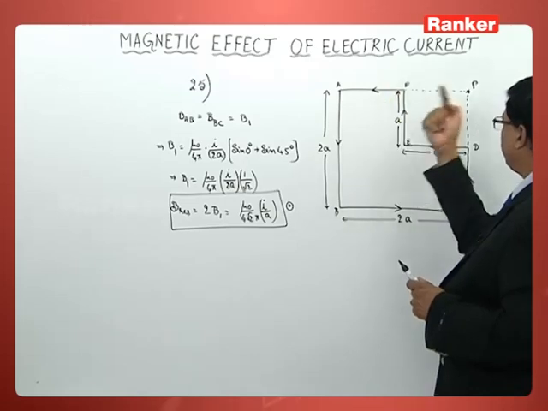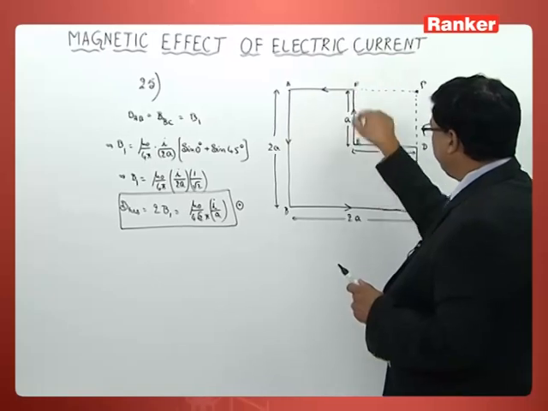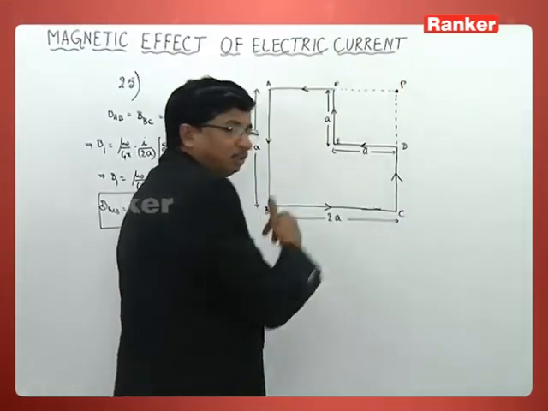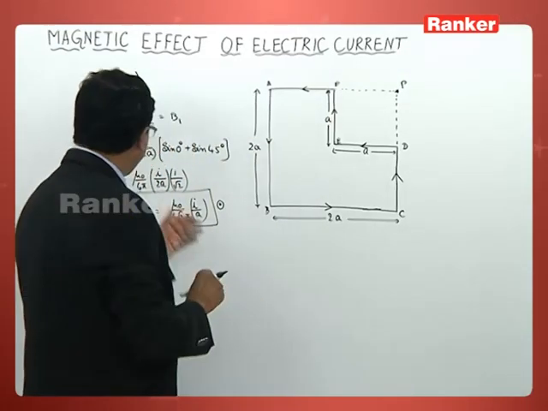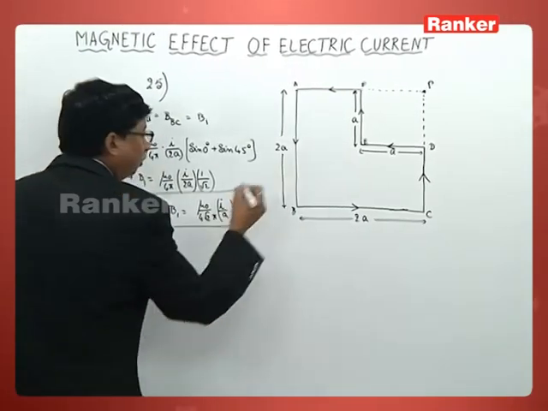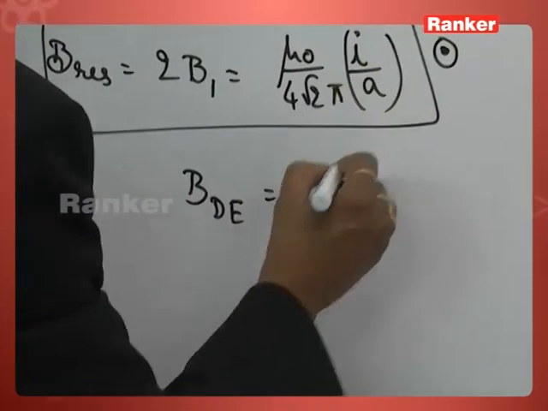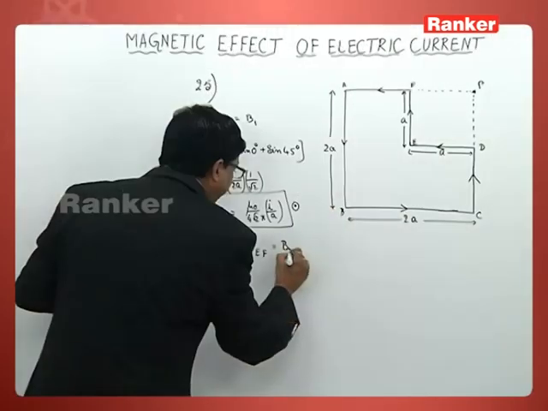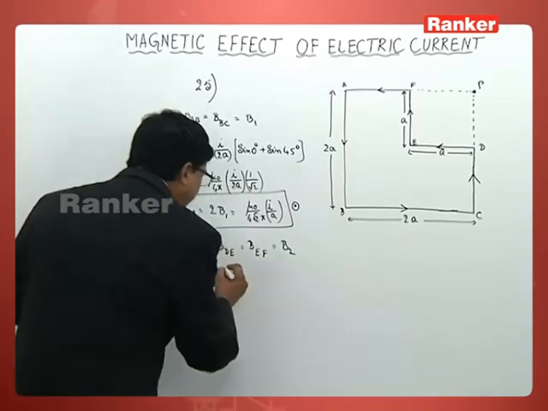Won't you find that the magnetic field is going deep into the board now? Due to this particular current and due to this particular current also, it's going inside. So, I have to calculate those two fields and add them again. So, what will now be the next point? That is, magnetic field due to DE and magnetic field due to EF, both are equal to B2 each, if I write. Then what is that formula now?